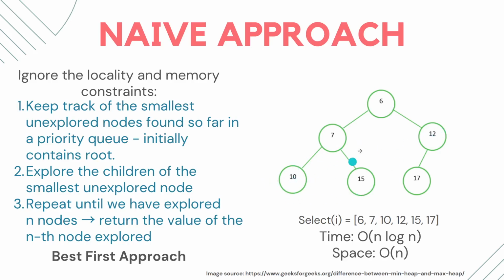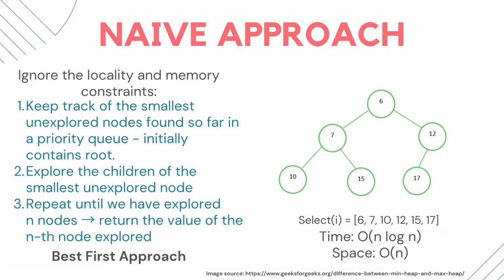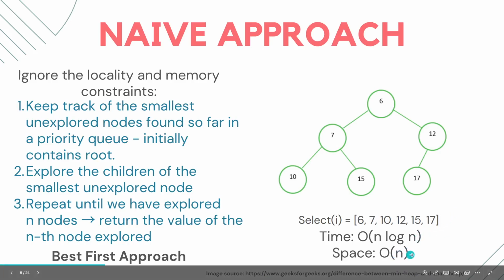10 is the smallest, so you explore its children. It doesn't have any children, so you go to 12, then from 12 you go to 15 and 17, and this way you can recover the n smallest nodes. This takes n log n time because you're using a heap and doing order of n operations on it, but this takes order of n in space. So kind of expensive in space, although pretty good on time.